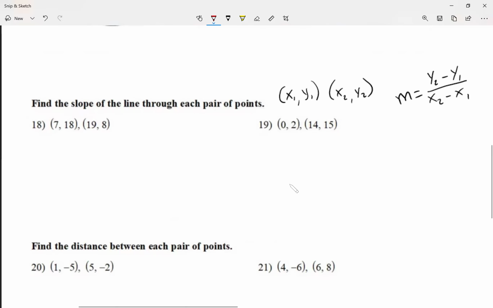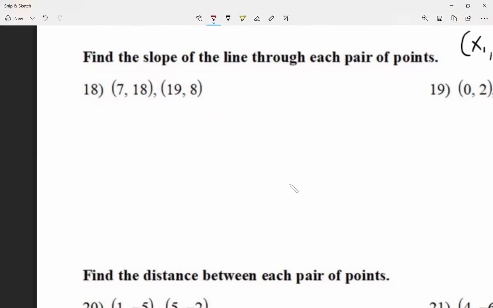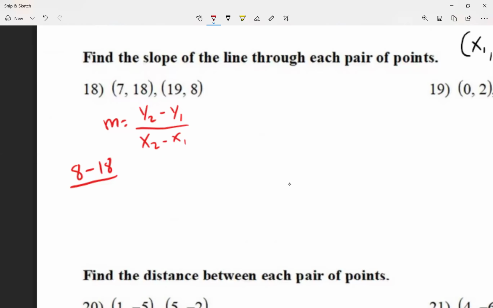So let's take a look for question number 18, and I'll even rewrite the formula so it sticks in my head. The slope is the second y minus the first y all over the second x minus the first x. So in our case, I'm going to have 8 minus 18, because see, this is the second y, here's the first y. So 8 minus 18 over 19 minus 7, the second x minus the first x.